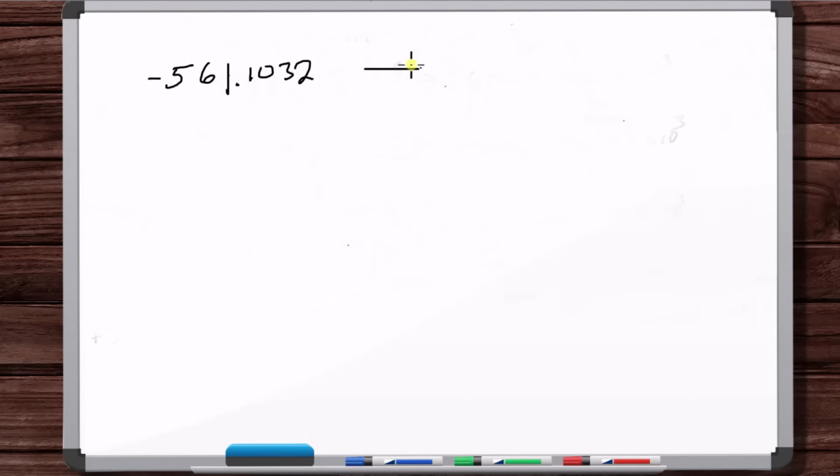Okay, what if we want to present this number with 1 significant digit? We're going to keep this digit here, come before it, round up. This is greater than or equal to 5, so round this up. Minus 600. But to avoid confusion, let's put, this is 1 significant digit.